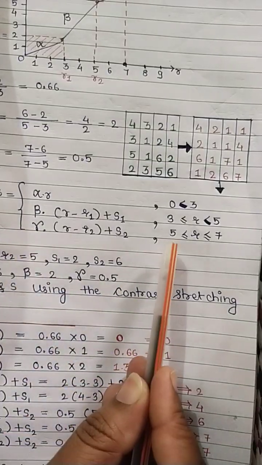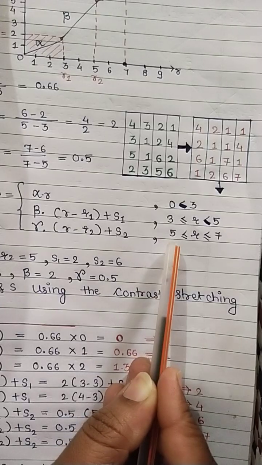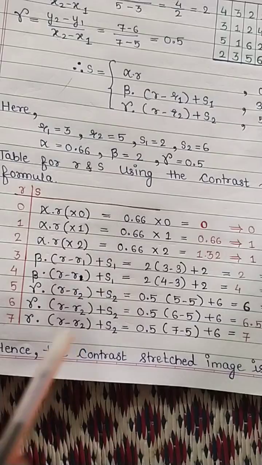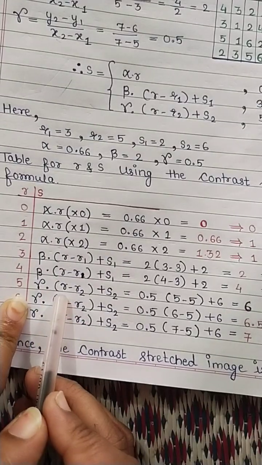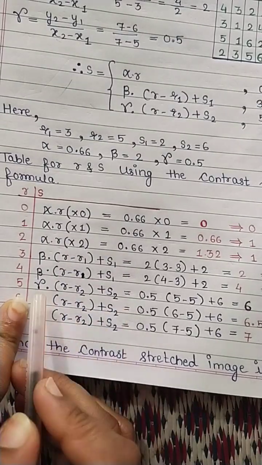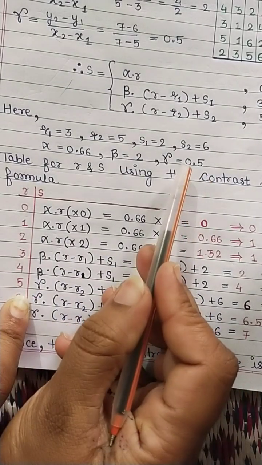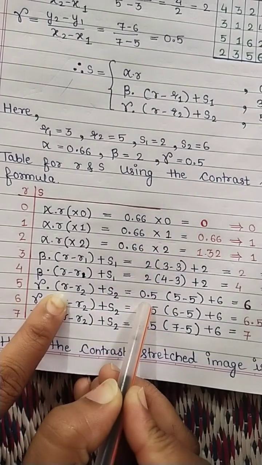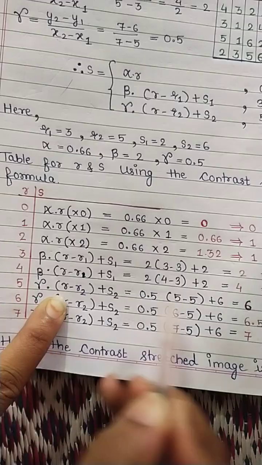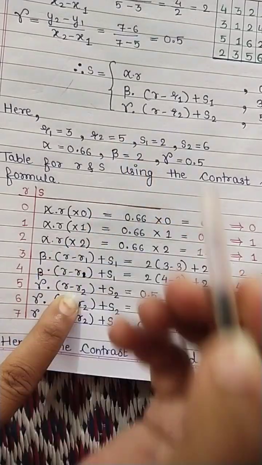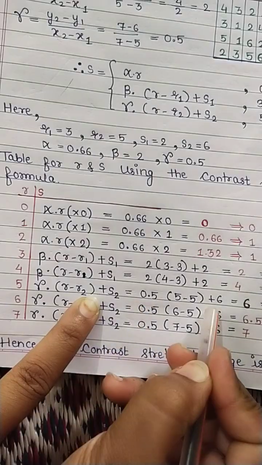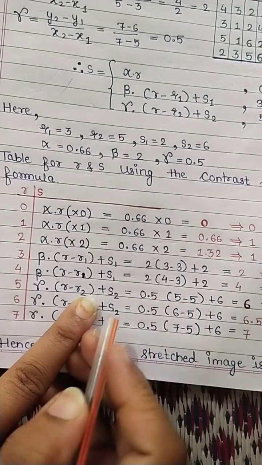Now we will calculate the value of gamma, for which the range of R is from 5 to 7. Now the formula is gamma into R minus R2 plus S2. The value of gamma we have already calculated, that is 0.5. So I have placed the value 0.5. R is 5 here, minus R2, the value is 5, plus S2. S2 is 6. If you calculate this, the value will be 6 here.